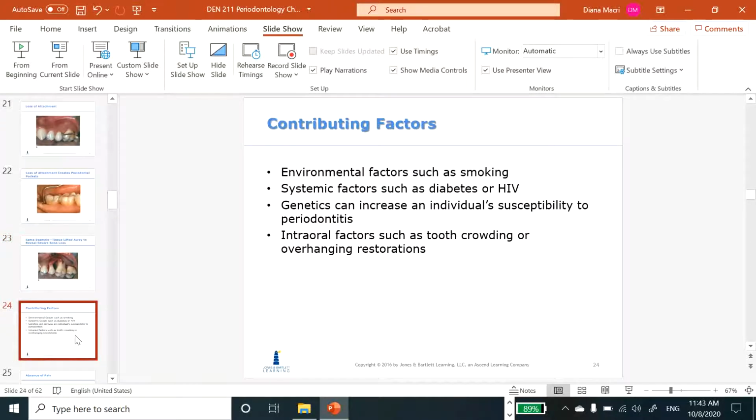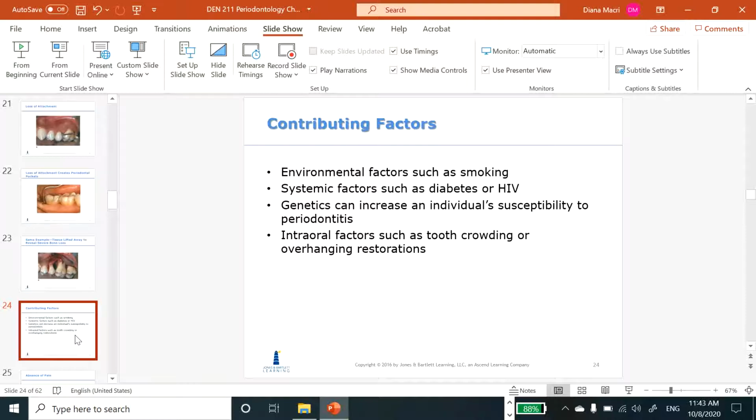So we also know that there are lots of contributing factors, right? Environmental factors such as smoking, and systemic factors. If you are compromised systemically because you have a disease such as diabetes or HIV, then obviously you are immunocompromised, and that will affect healing.